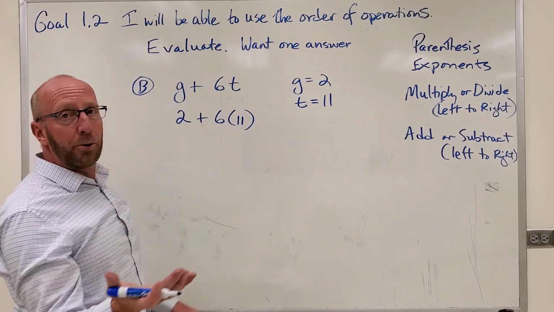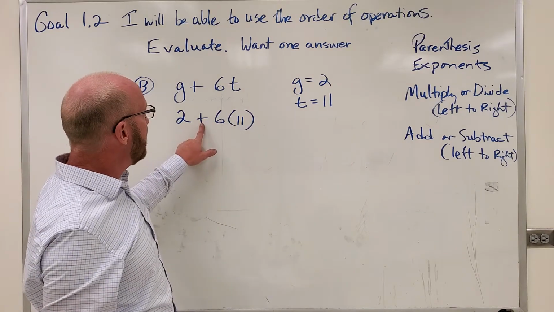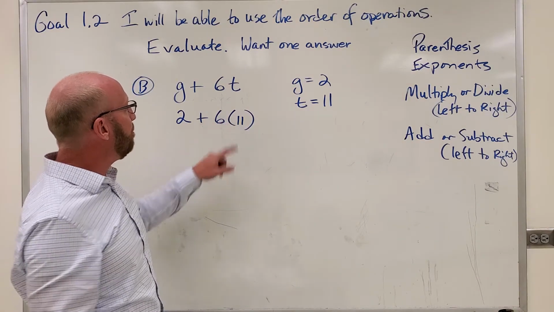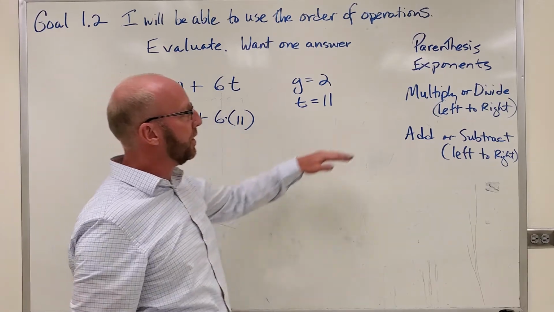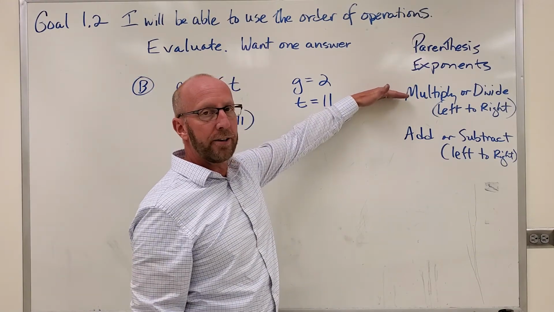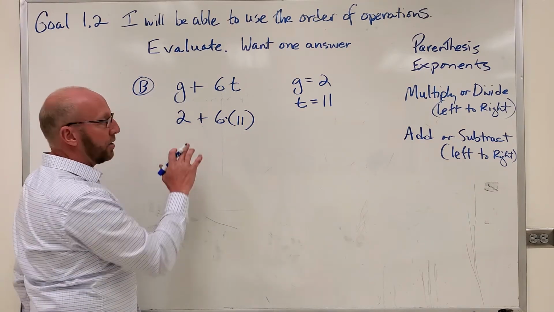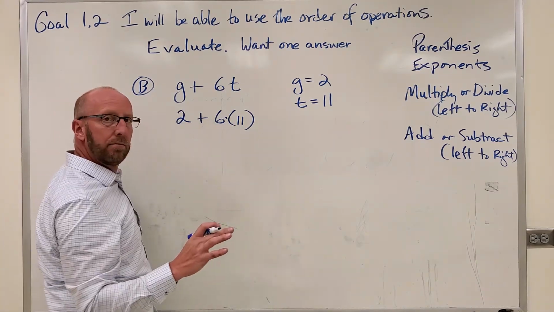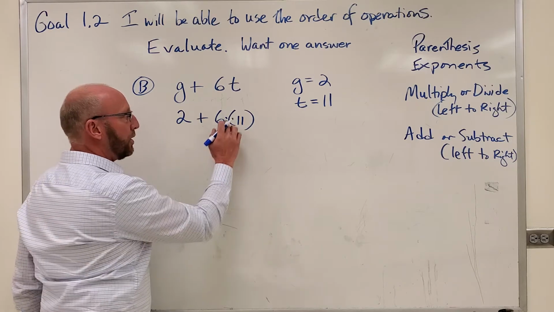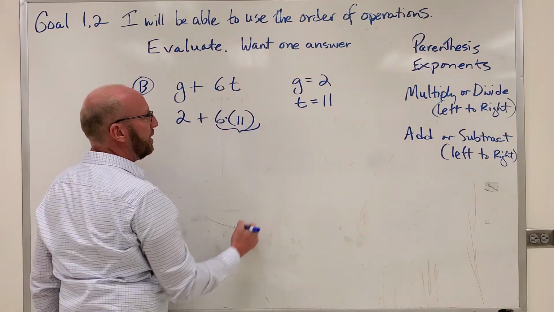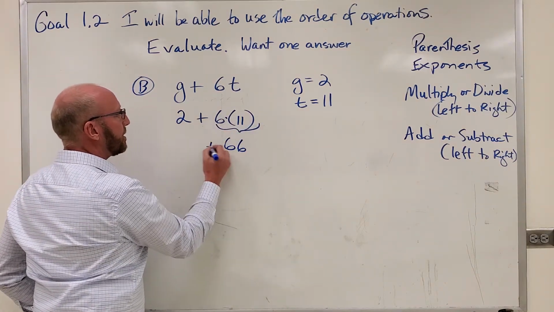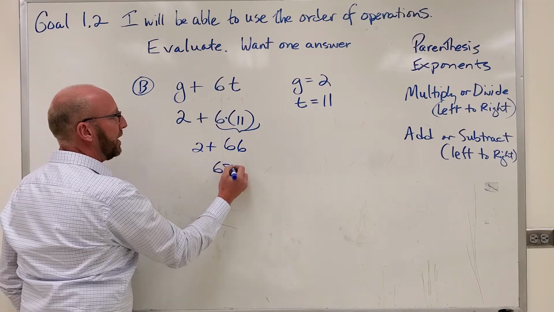Now I'm going to use my order of operations. I have an adding part and I have a multiplying part. What comes first? Remember, the multiplying or dividing comes first, left to right. So I do not go 2 plus 6. Do not. That's the very end. What you do first is 6 times 11. 6 times 11 is 66 plus 2, which is 68.